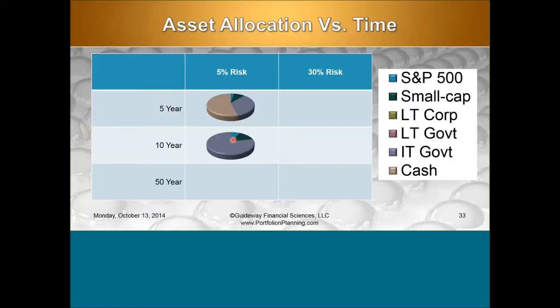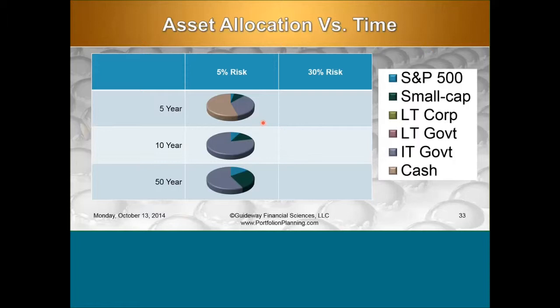For 10 years out, there's a lot more bonds. Most of this, the vast majority, is intermediate term bonds, and the rest is in stocks, small cap and large cap. And then finally, at 50 years out, a very long-term investor, it's still majority in bonds. He's a very conservative investor, but he's got maybe, I don't know, 40% in stocks. So you can see that the time value is very important for this.